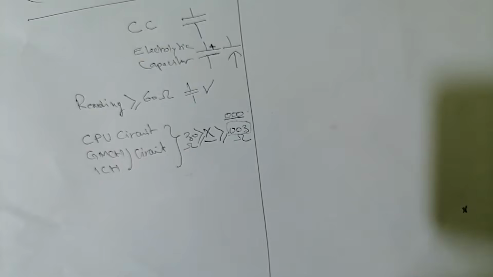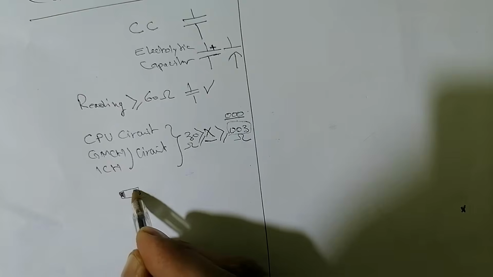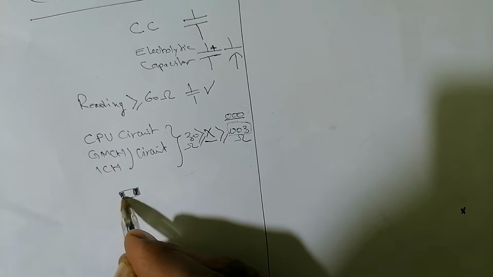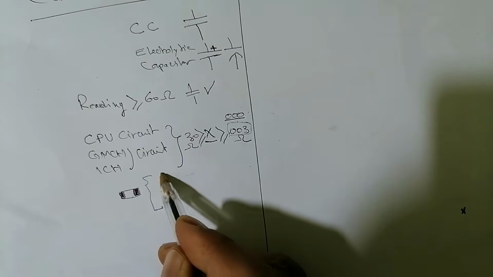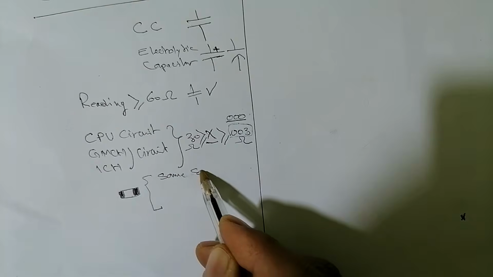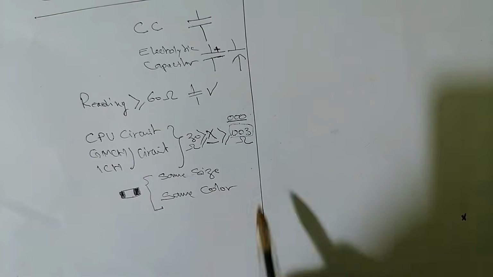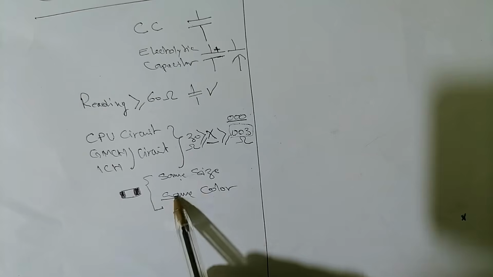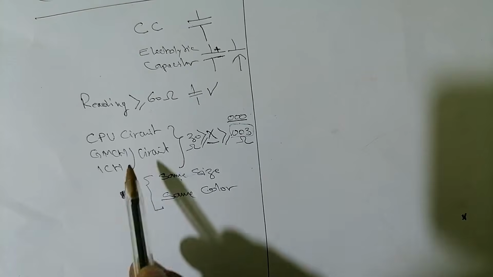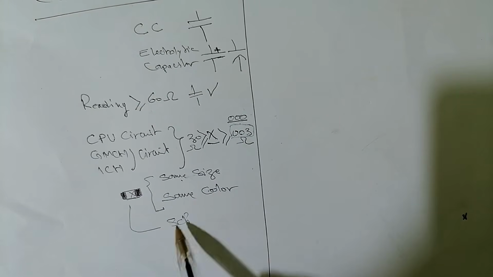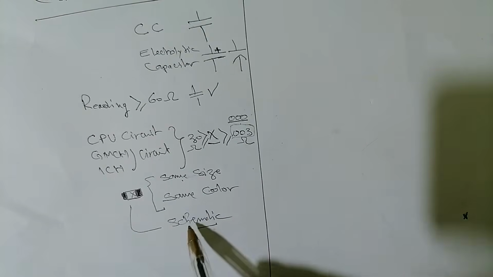Then we have seen that if you find a bad ceramic capacitor, you should replace it with another ceramic capacitor with the same size and same color, because on top of the ceramic capacitors you cannot find the value unless you have the schematic. If you have the schematic, then you can find the value of the ceramic capacitor.